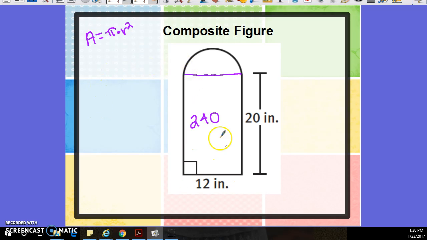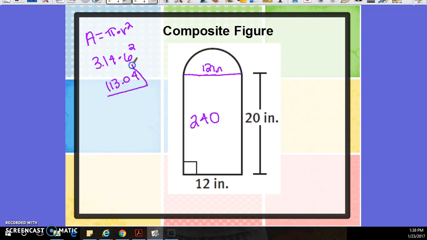12 inches, because that and that. So from this side to that side, it is 12 inches. So what is the radius? Half of the diameter, which is what? 6. So 3.14 times 6 squared. What is that? 113.04.